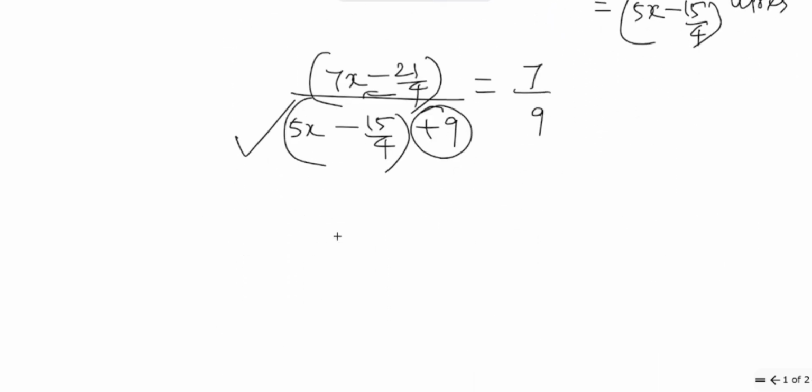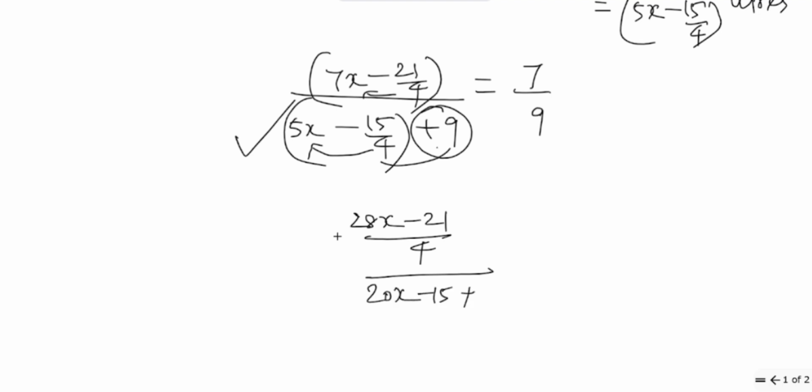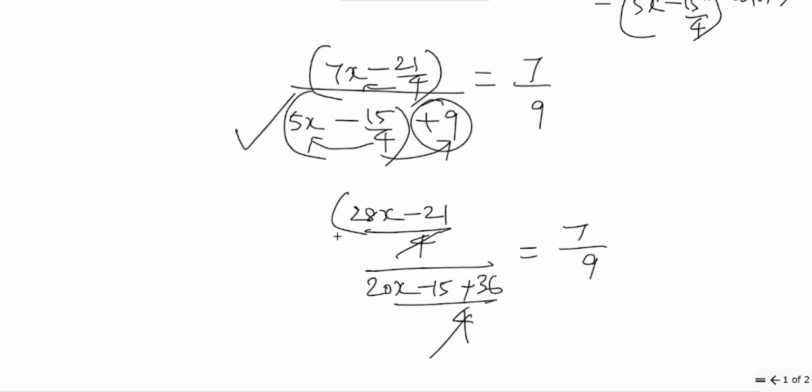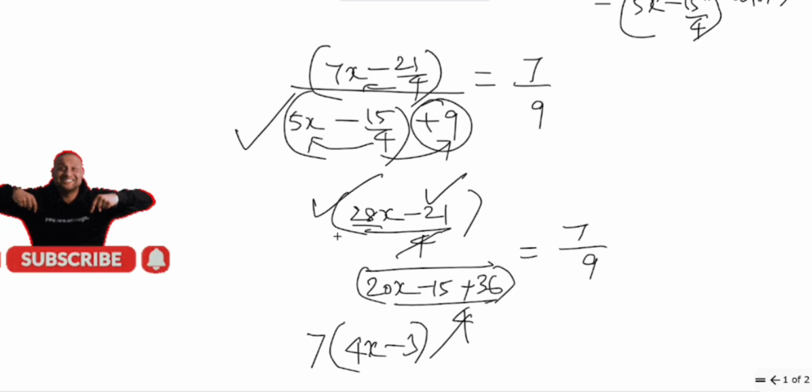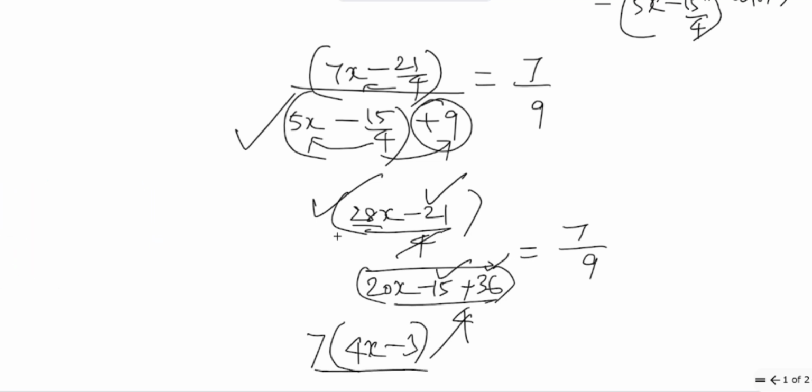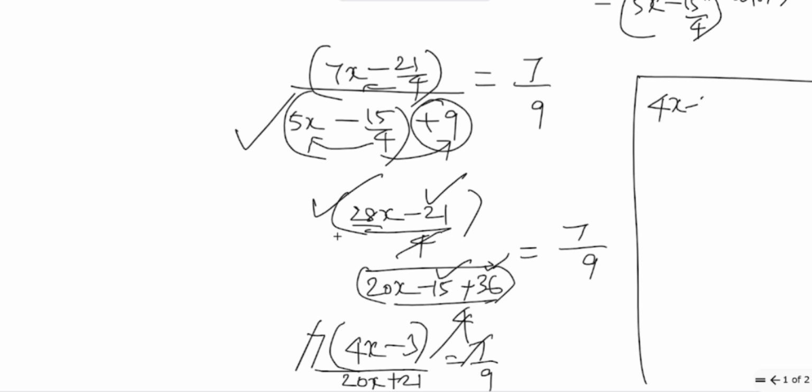Now we need to take LCM. So 28x minus 21 over 4. And here 5 times 4 is 20x minus 15 plus 4 times 9 is 36 over 4. And this becomes 7/9. We can cancel the 4. And again, we can simplify further. In this, we can take 7 out. So 7 goes in 28 4 times and 7 goes in 21 3 times. And on the bottom, we have got 36 minus 15, which is actually 21. Now we can cancel the 7. So it becomes 4x minus 3 over 20x plus 21, that is equal to 1/9.